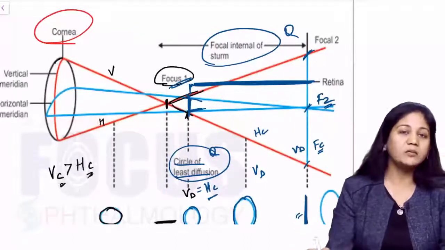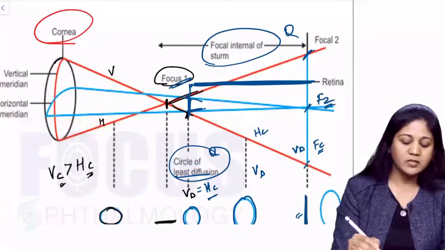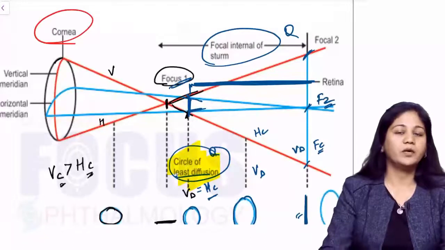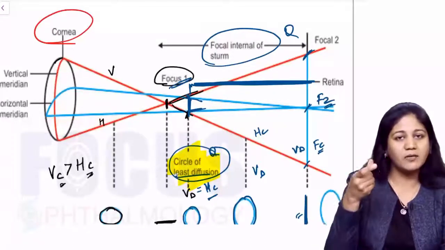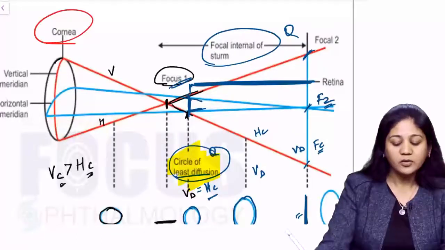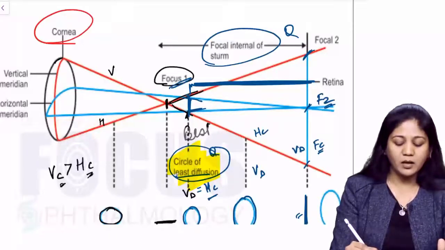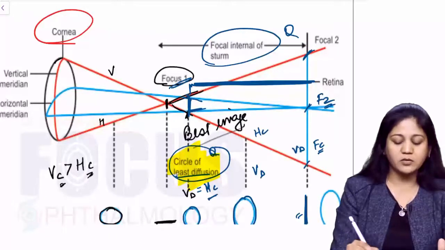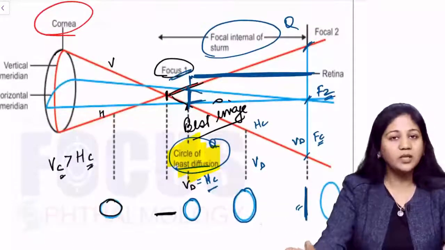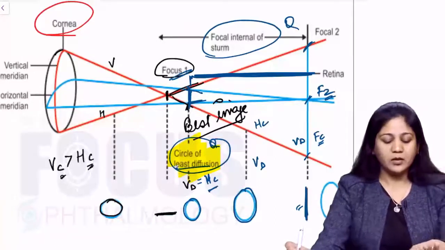For this fine image, we want the circle of least diffusion to be formed at the retina. We place the glass at such a level that the circle of least diffusion is at the retina. So this is the point where the patient gets the best image. So this is the clinical implication of Sturm's conoid, that the circle of least diffusion should fall on the retina. Okay, so that's it.